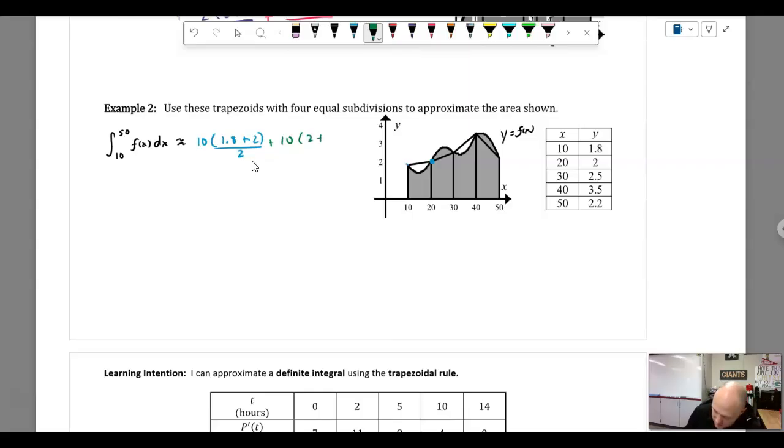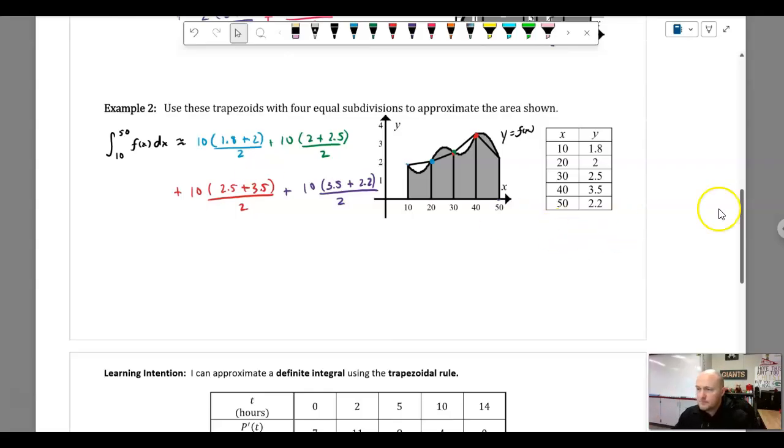10, again, I know my first width is 10, and my next height, it looks like, is 2.5 at 30. Okay, and again, we can average. All right, and then my next one is going to, again, be 10 times 2.5 plus the second height up here at 40, looks like it's 3.5. Okay, again, divide by 2. And then the last one, 10 times 3.5, and then at 50, our height is 2.2. Okay, and there you have it.